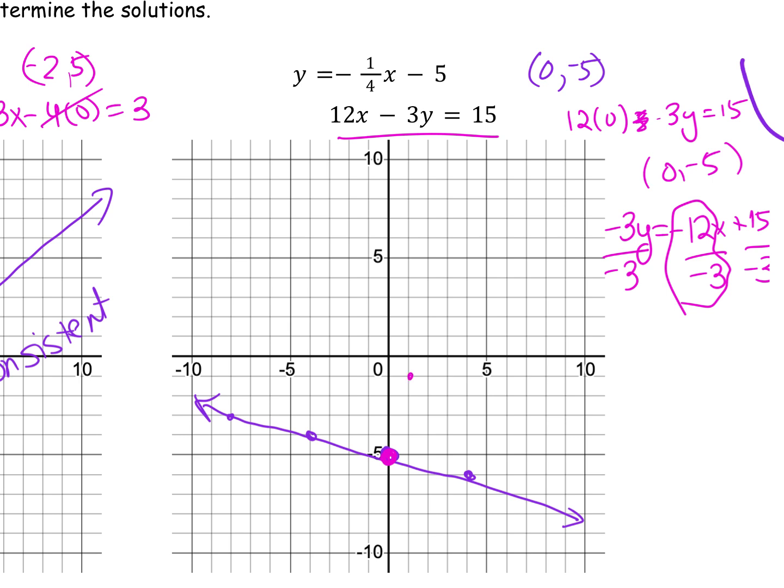So I go up 4 over 1. What do you notice? Thank you. These are perpendicular lines, right? One has a slope of negative 1/4. The other one has a slope of 4. Perpendicular lines have opposite signs and are the reciprocals of each other. Okay, how many solutions do perpendicular lines have? Which would make them very good.